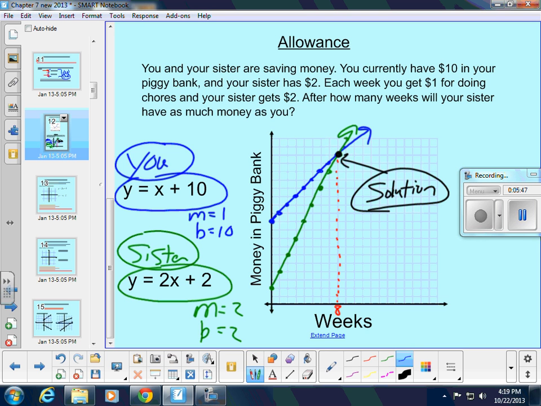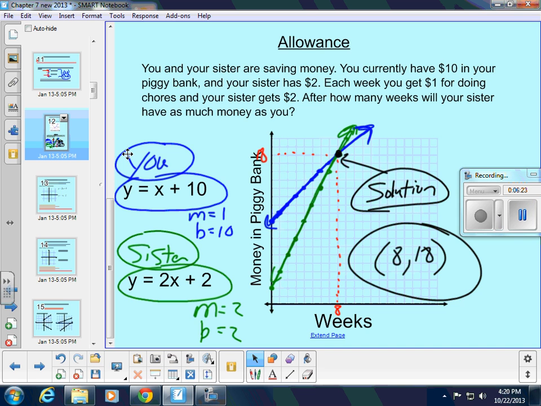Again, the blue line, for just being an equation, represents all the solutions for that first equation. The green line represents all the solutions for the green equation. So where they cross is a point that's a solution to both of those equations at the same time. So that's why that's the solution to our system. In this case, I think it ends up being about 8. And then if I go up 11, 12, 13, 14, 15, 16, 17, 18. If I follow this over, this is at 18. So this is the point (8, 18).